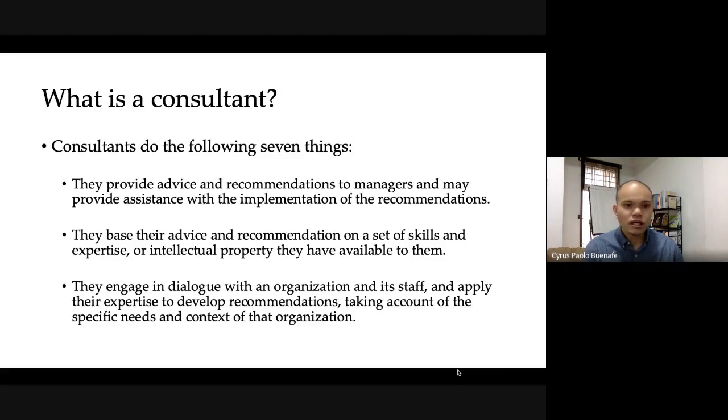Now what else? Well, consultants base their advice and recommendation on a set of skills and expertise or intellectual property they have available to them. So a consultant naturally will not just think out of thin air, right? The advice and the recommendations given won't be without any strong basis, right?